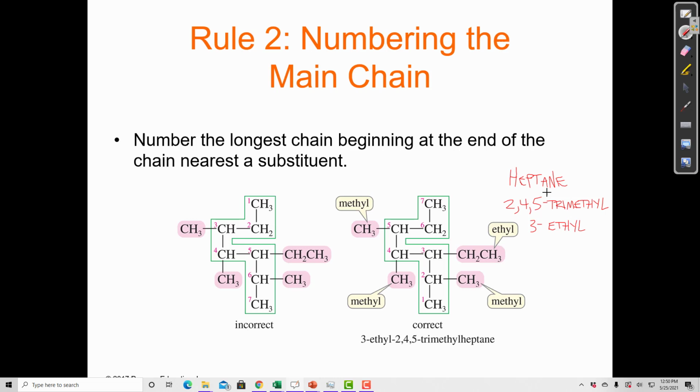So how do I stick all of these pieces together to make a name? Well, I have to alphabetize the branches. If I have methyl branches and ethyl branches, which one comes first? Well, the one that starts with the lowest letter alphabetically. So E comes before M, so ethyl comes before methyl. So when I stick all these together, I'm going to put 3-ethyl-2,4,5-trimethylheptane. We put all of the branches together and the chain together in the alphabetical order to get the correct name for the molecule.